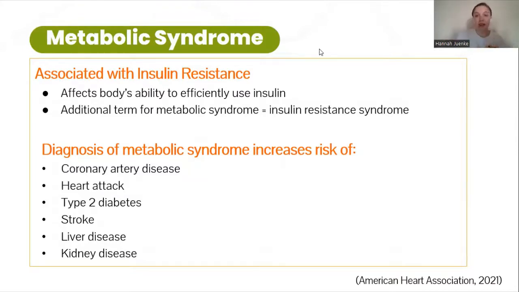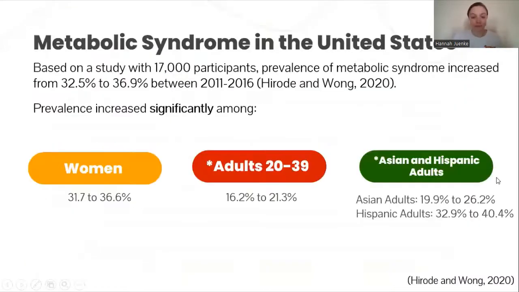And what can happen with this, if someone does have a metabolic syndrome diagnosis, this can increase the risk of developing more serious events, such as coronary artery disease, a heart attack, type 2 diabetes, stroke, liver and kidney disease. So a lot can come out of this. So it's good to be on top of your health and manage our lifestyle factors. We're going to talk about that in a second.